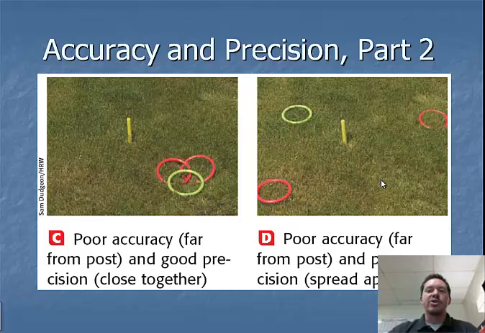We apply this to graphing by looking at our data points when we start graphing them and seeing how close they are to the expected value.